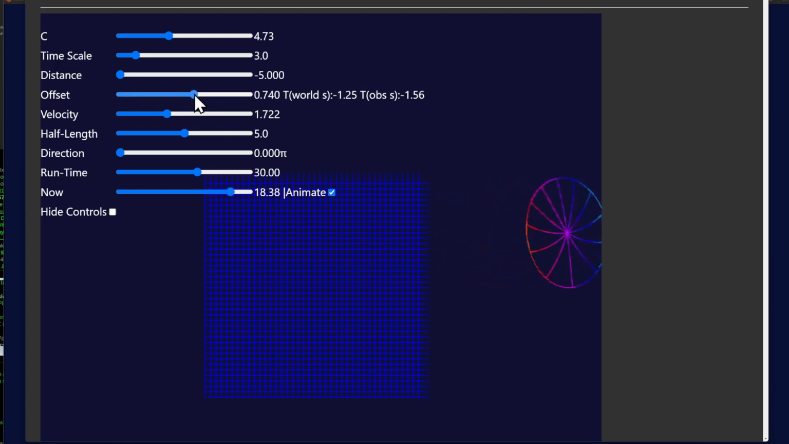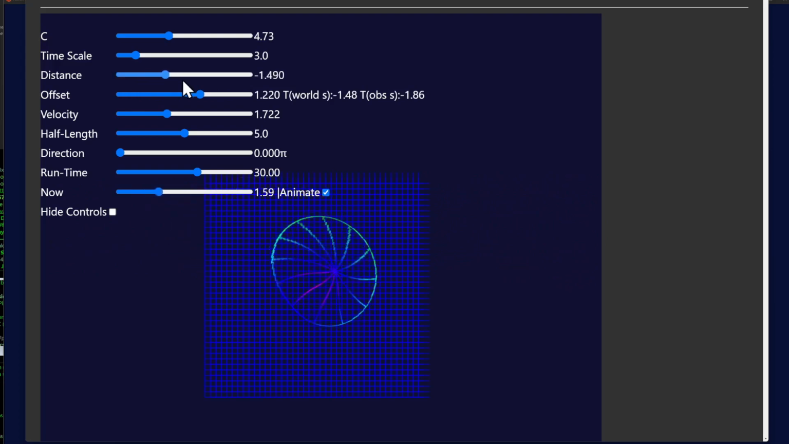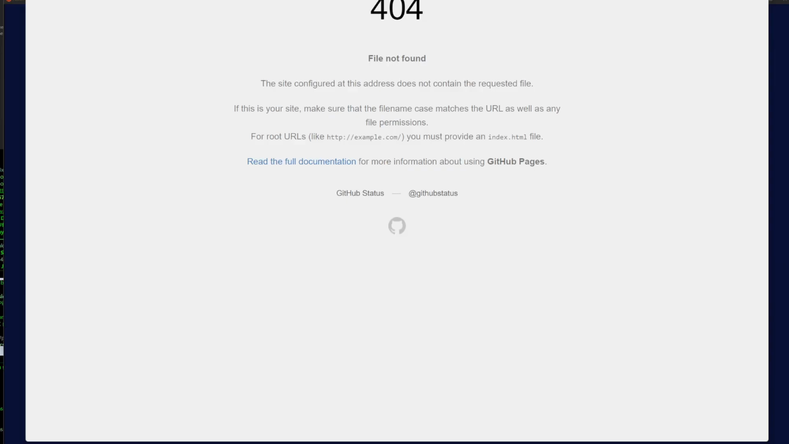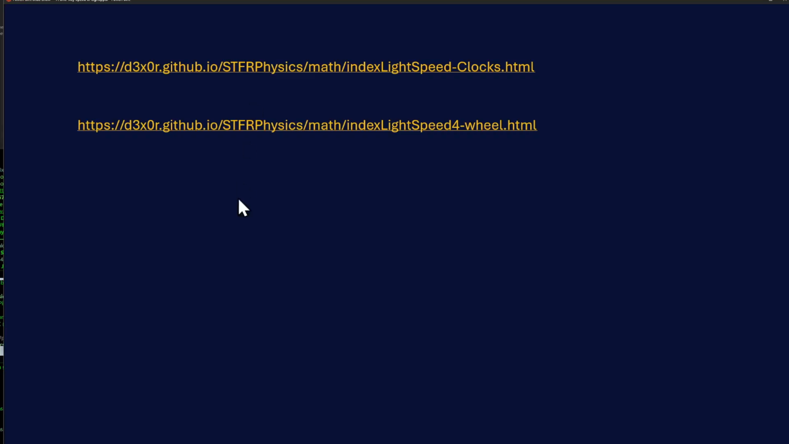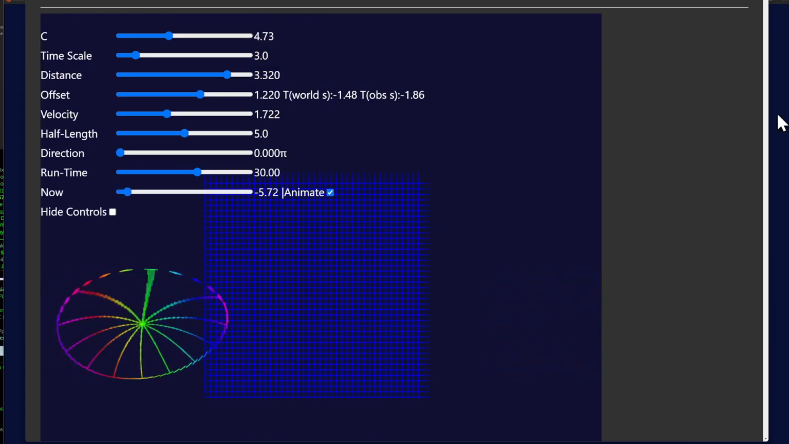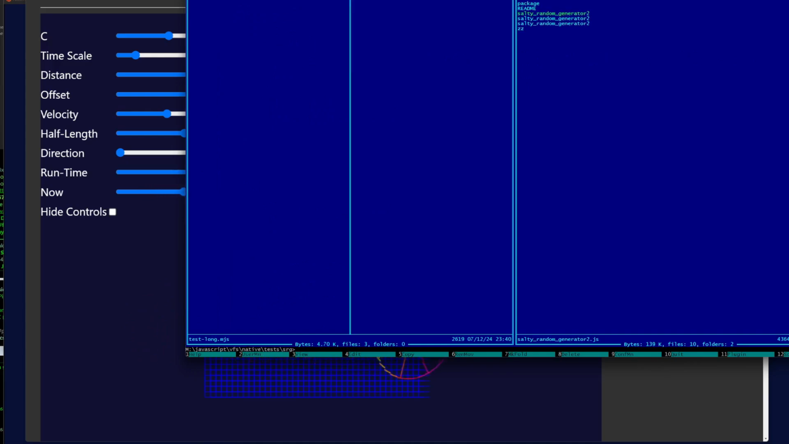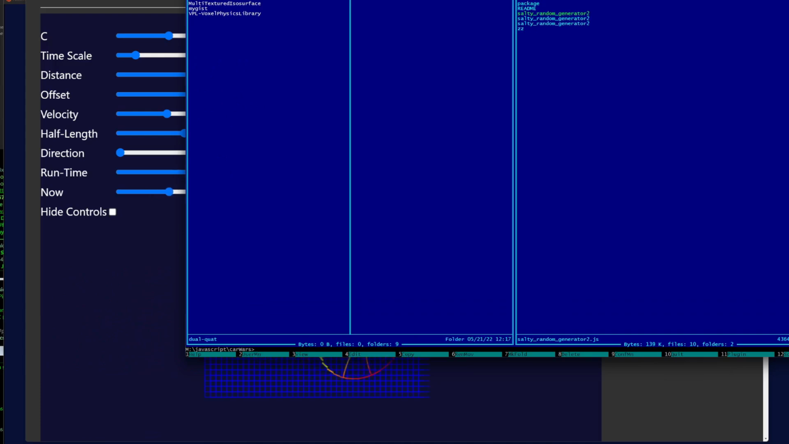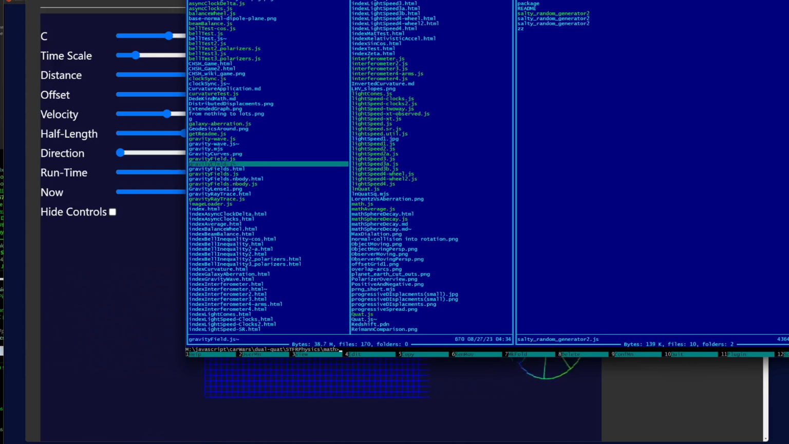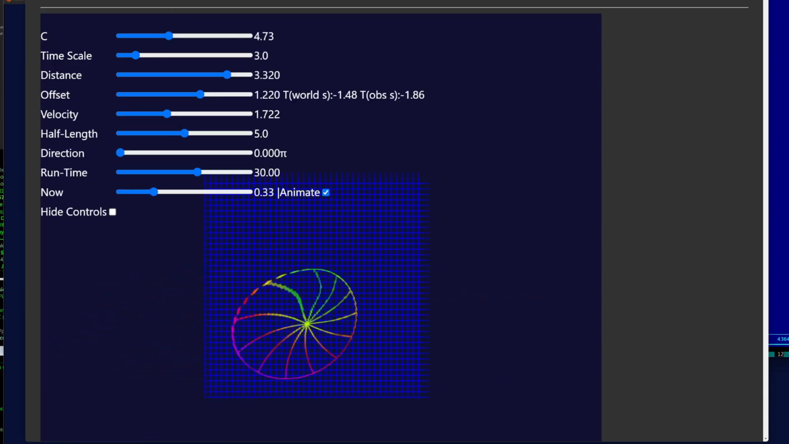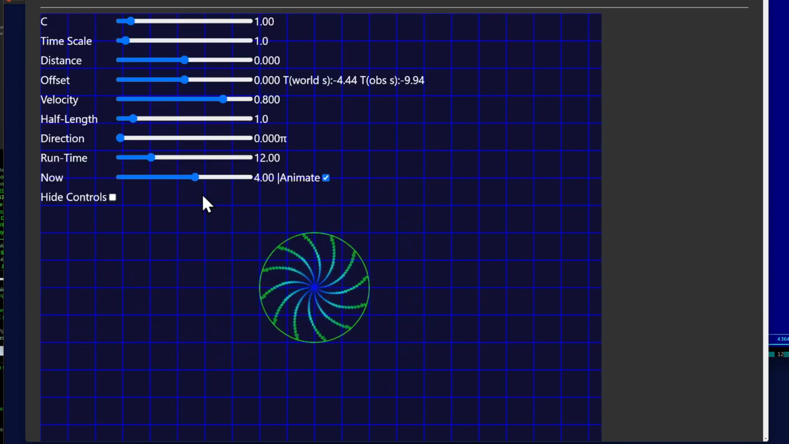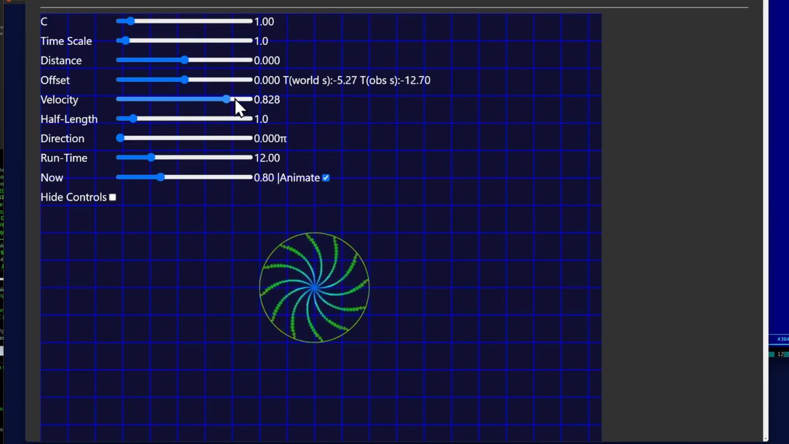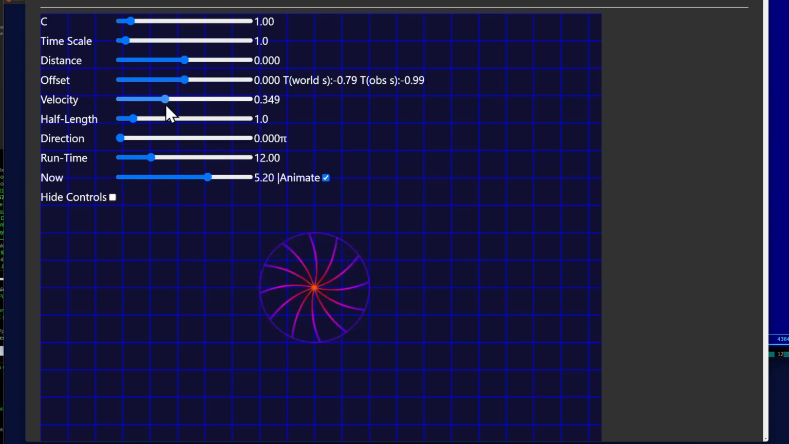I have another variation of this that is more if you were traveling inside the wheel and the wheel is spinning around you.